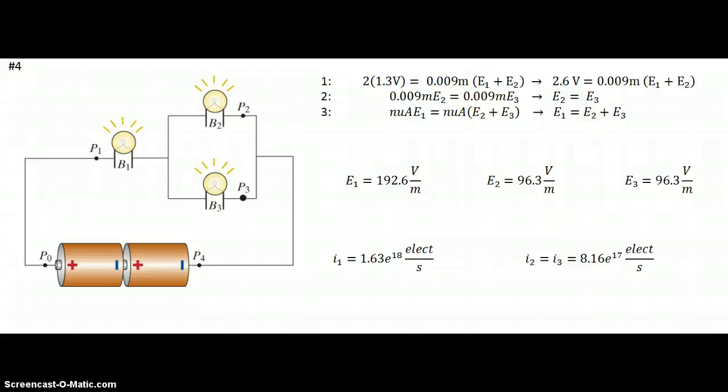I could have also solved only for the magnitude of electric field and electron current at bulb 1, and then divided by 2 to find the magnitude of electric field and electron current values for both bulbs 2 and 3 because of the symmetry in this circuit.